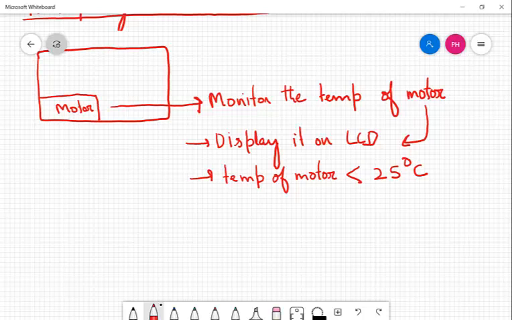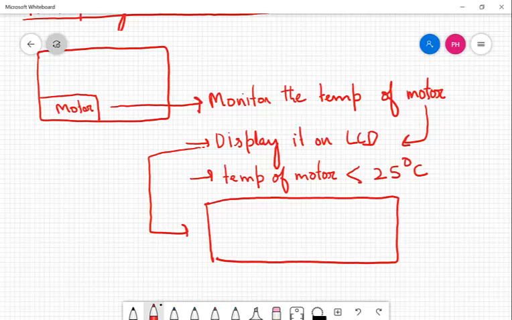Another thing we have to do, maybe something like this: we have to display the temperature on LCD. We will be using a 16x2 LCD. There are two lines and the temperature should be displayed in first line. For example, like this: temp equal to dash dash degree Celsius. Is that fine?